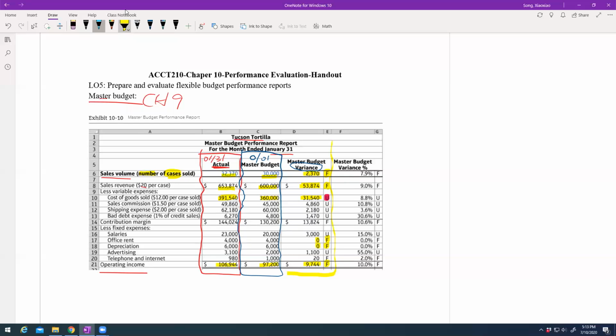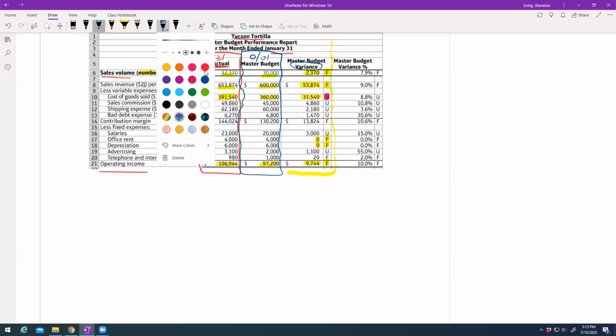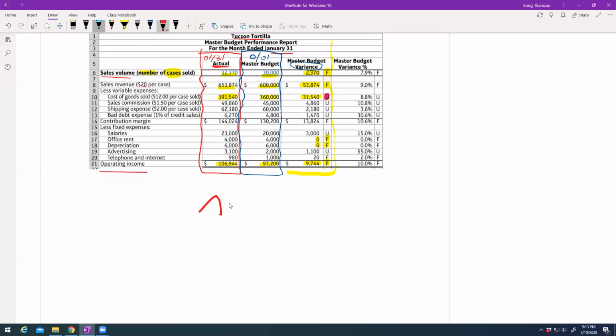So this gives you a general picture of our variance analysis. What we did is, you always have your actual on the left side, and then you have your master budget on the right side. The difference will be called the master budget variance.